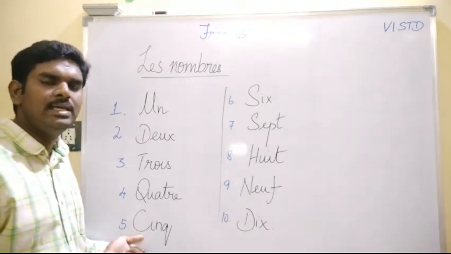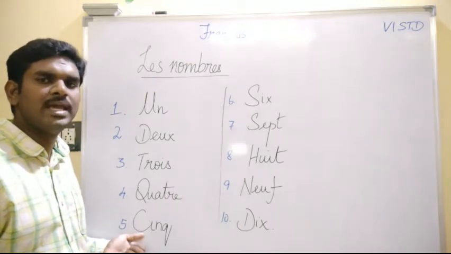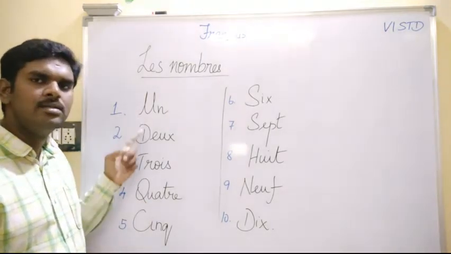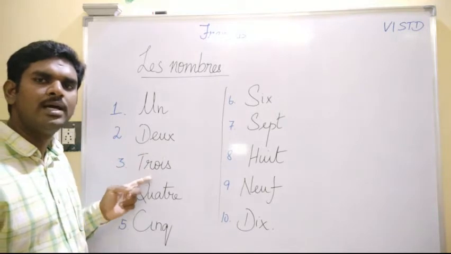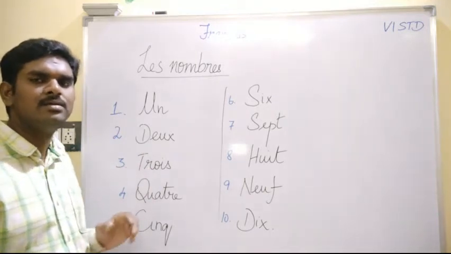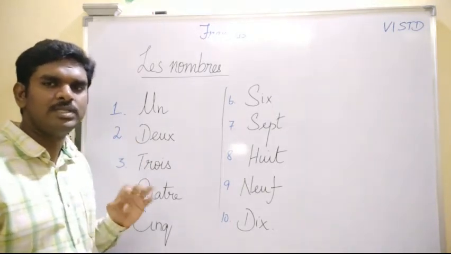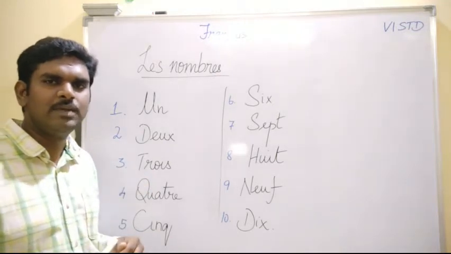Cinq. Un, deux, trois, quatre, cinq. So we have finished 5. Was it easy? Shall we do this game once again?